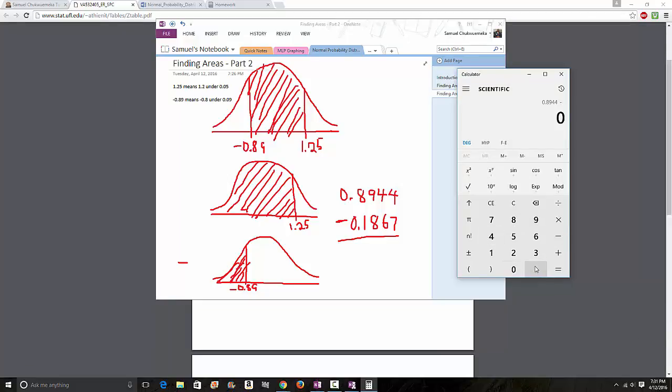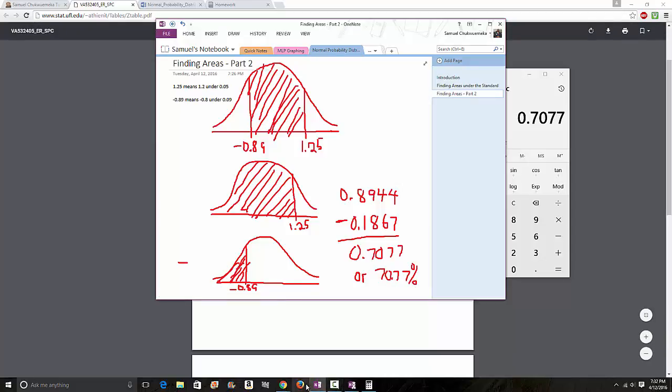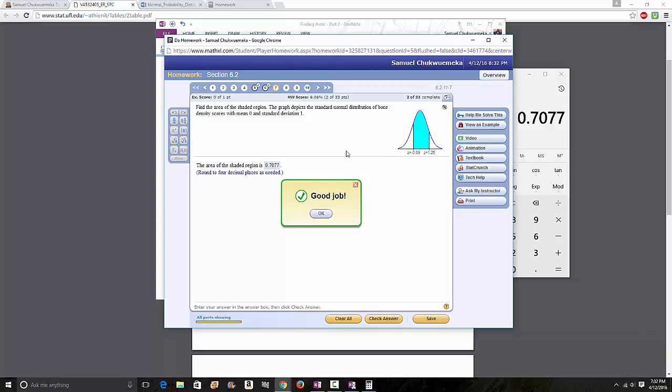So 0.8944 minus 0.1867 is equal to 0.7077. So 0.7077 is the answer. Or you can say 70.77%, because probability can be decimal or fraction or percent. Are you with me? So 0.7077.